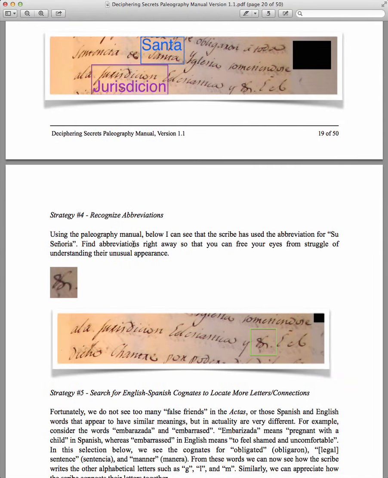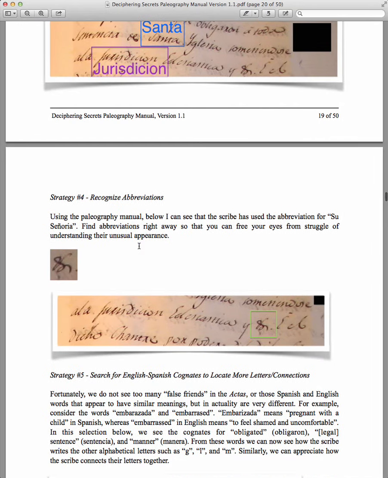Next thing that I would suggest is strategy 4, recognize abbreviations. Why is this important? Well, abbreviations can be quite baffling because you're looking for patterns naturally with your eyes, but some of these things just seem to not have a pattern at all. You're trying to read this word here, and it's got to be a word, but I can't see the letters. So you want to identify these abbreviations to free your eyes from the struggle of understanding their unusual appearance.